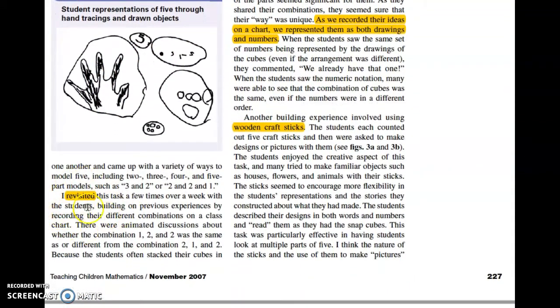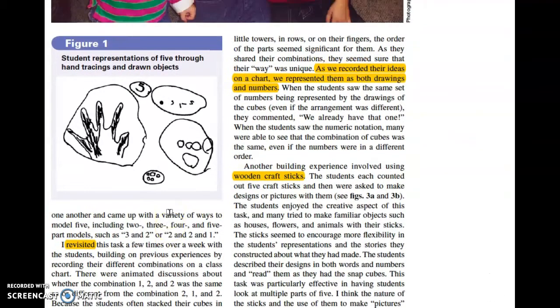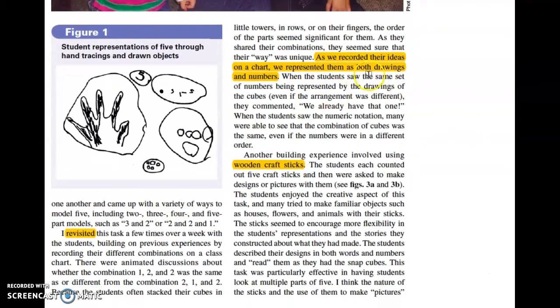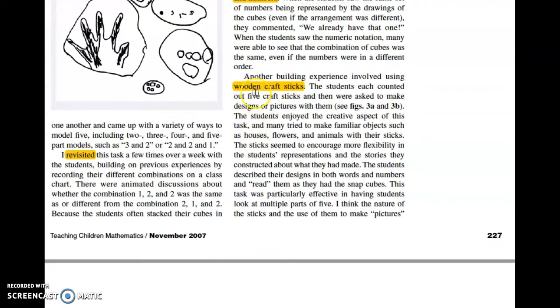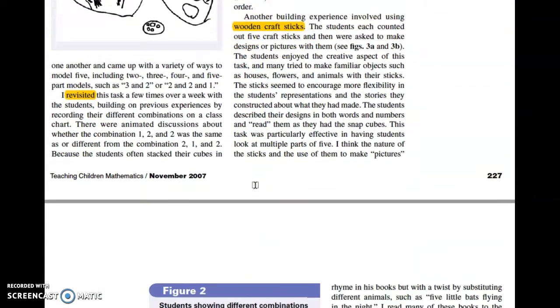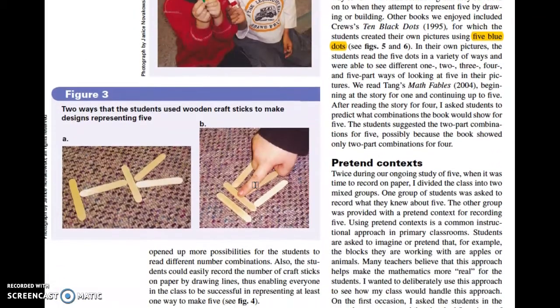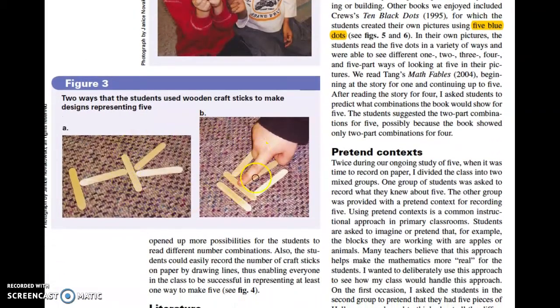She revisits these types of experiences and builds upon the previous ones. She makes sure that their ideas are recorded on chart paper and they're represented both in drawings and numbers. Another experience she uses is wooden craft sticks. She allows them to explore with them, and then students make representations of 5, and then they begin to see and talk and use a language of 2, 1, 1, and 1.